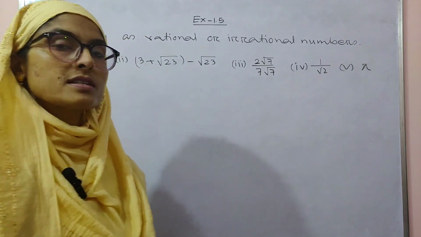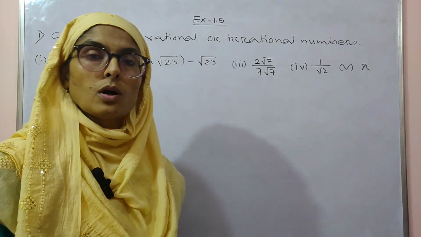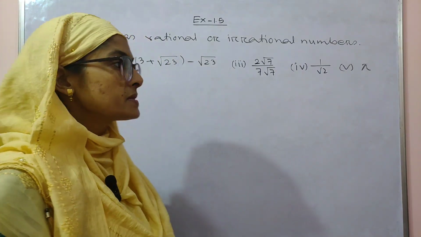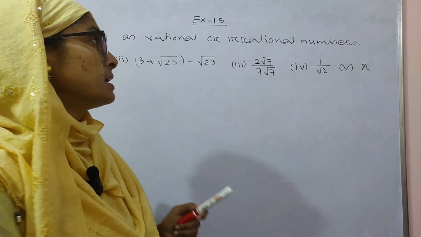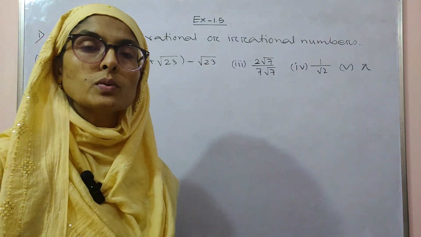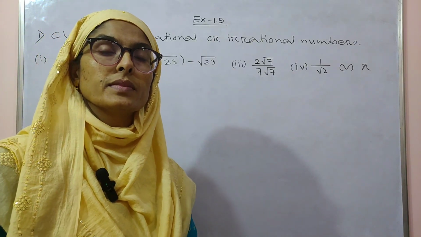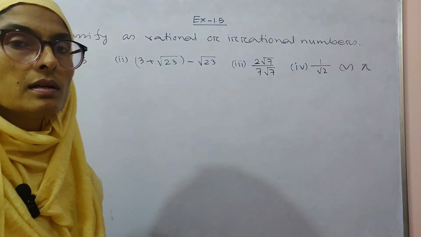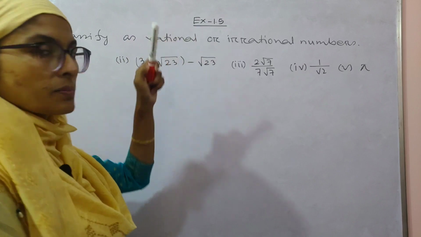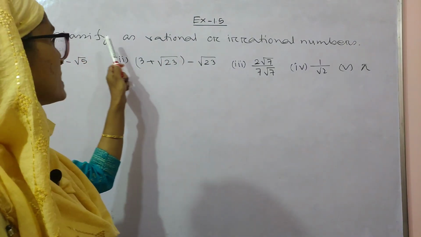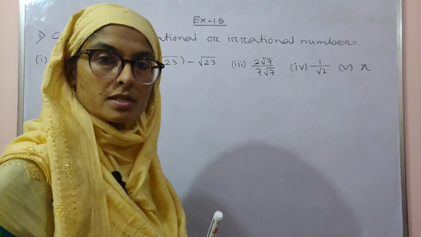Today I am going to discuss exercise 1.5 of the chapter Number Systems. I have already discussed exercises 1.1, 1.2, 1.3 and 1.4 with some diagrams, so you will try yourself. Exercise 1.5, number 1. Classify as rational or irrational numbers.